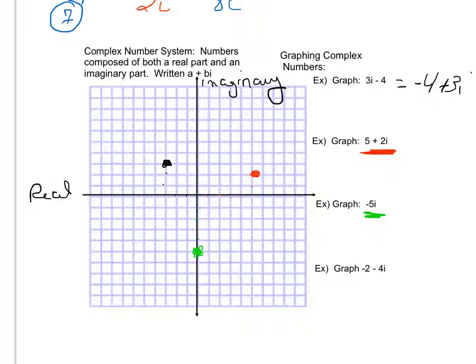And then graphing the last one, I'll graph that one in blue. I'm going to go back 2 and down 4. 1, 2, down 1, 2, 3, 4, putting me in the third quadrant. And there's my negative 2 minus 4i. I'm going to go back and label them. I didn't know if I would have room to label them with my graph, because I really should always label my points. 5 plus 2i.